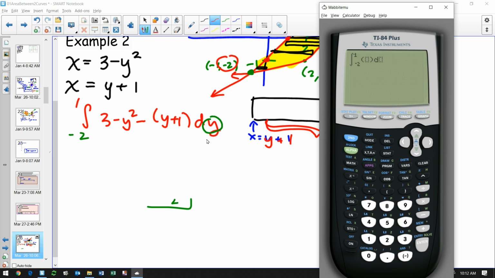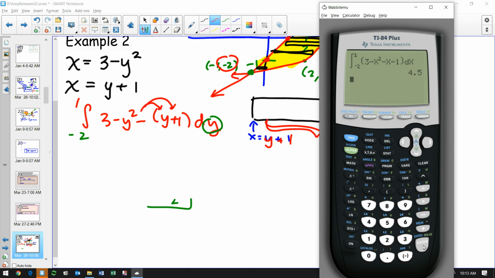Will I get the same answer? Yeah, your calculator doesn't know the difference. It's just some variable. So I'm going to put in 3 minus x squared. Okay. And then be careful with this. This negative is going to be distributed. So it's going to be -x minus 1. Okay, and then I'll put an x there. Okay, that's good. All right, hit enter.